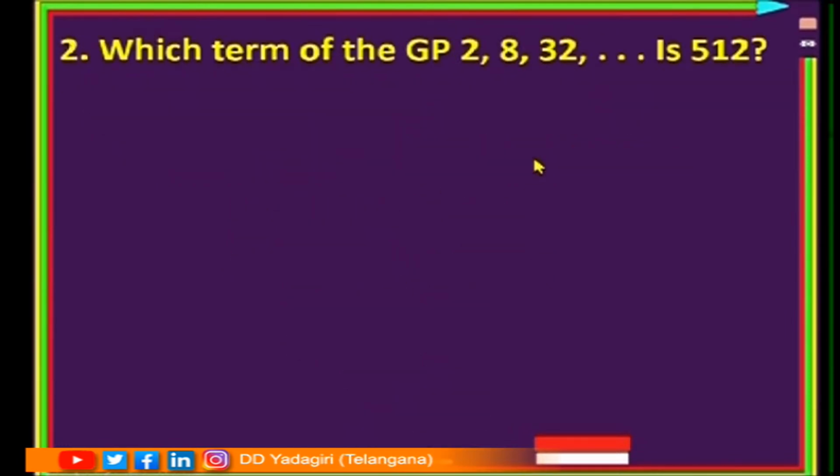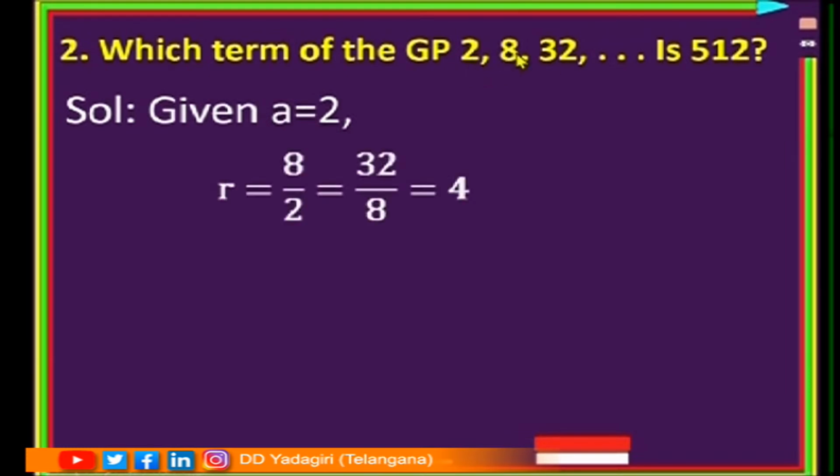Let us see one more example, that is, which term of the geometric progression is 512? Here the geometric progression was given, we have to find which term of the geometric progression is 512. So in the given GP, we have the first term. What is the first term? That is 2. And what is the common ratio? Second term by first term, that is 8 by 2, or third term by second term, that is 32 by 8, which is equal to 4. Common ratio is 4, right?